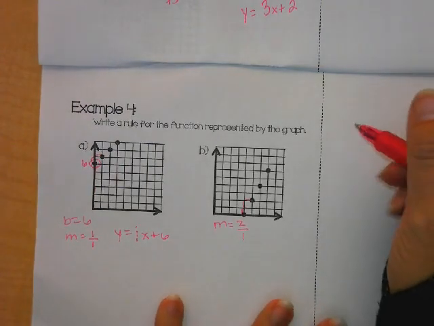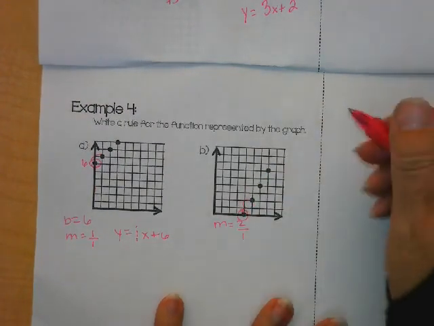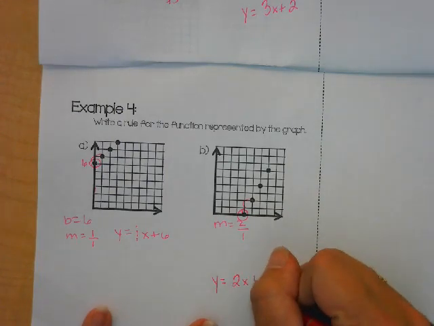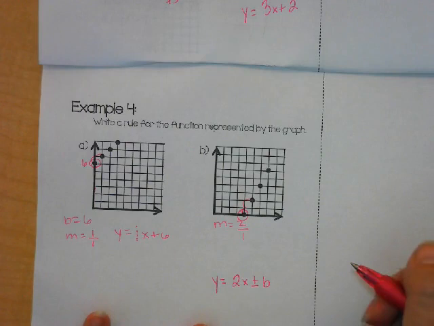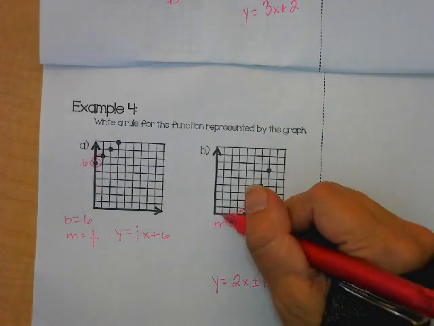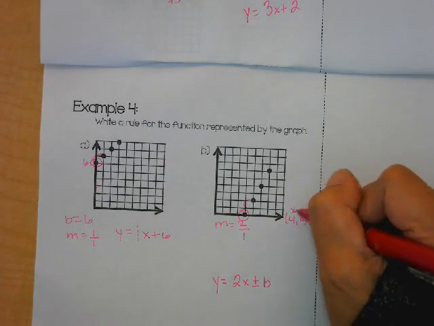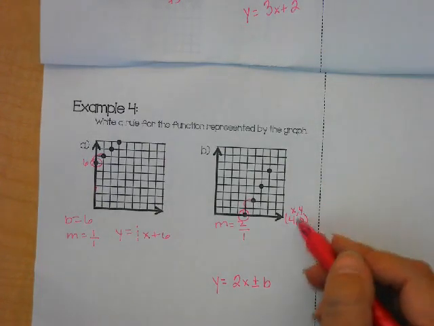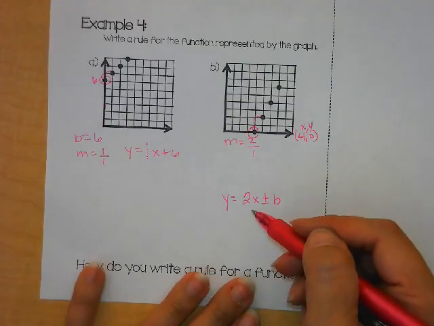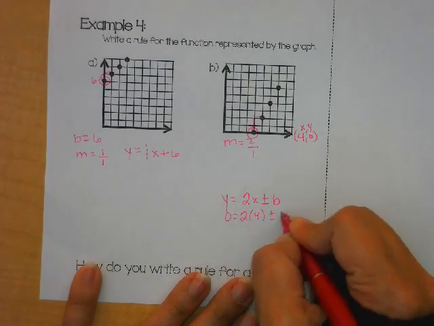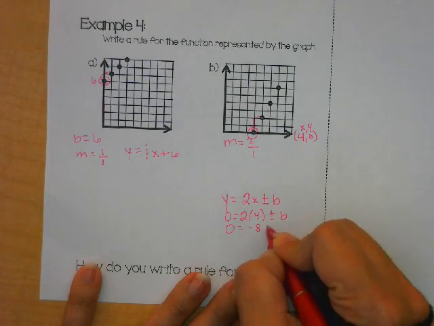And we can do this a couple of ways. We can work backwards. I'm going to show you another way. We know it's going to be y equals 2x plus or minus b. Well, we have a coordinate here, 1, 2, 3, 4. So this point is 4, 0. We have an x and a y. Well, we can plug those in down here. 0 equals 2 times 4 plus or minus b. And we can simply solve the equation.